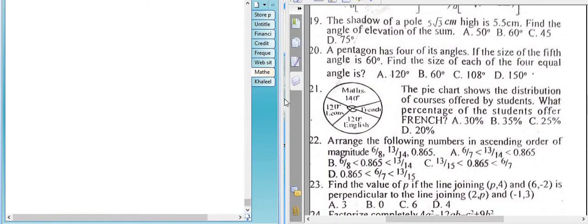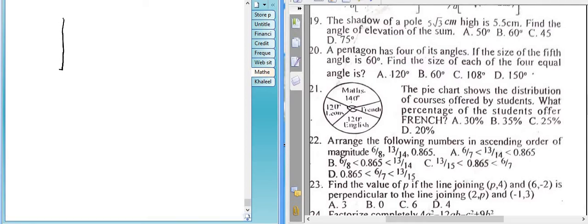Okay, so now question number 19 says the shadow of a pole of 5.3 centimeter height is 5.5 centimeter. Find the angle of elevation of the sun. To find this, let's say this is the pole, we have the pole here. Okay, so the sun is facing down here, so the shadow will be at this.